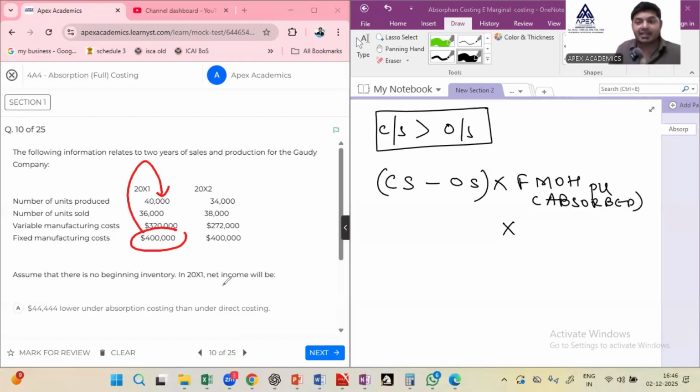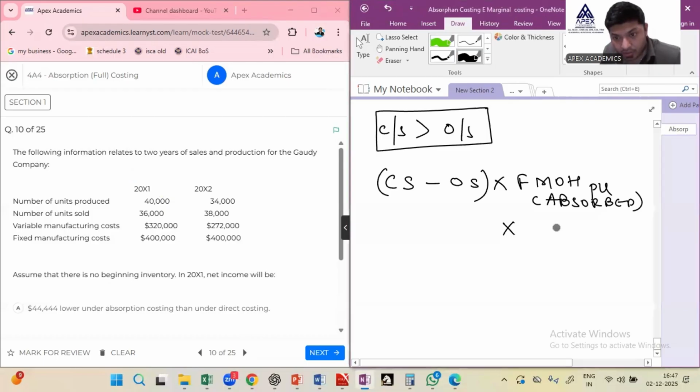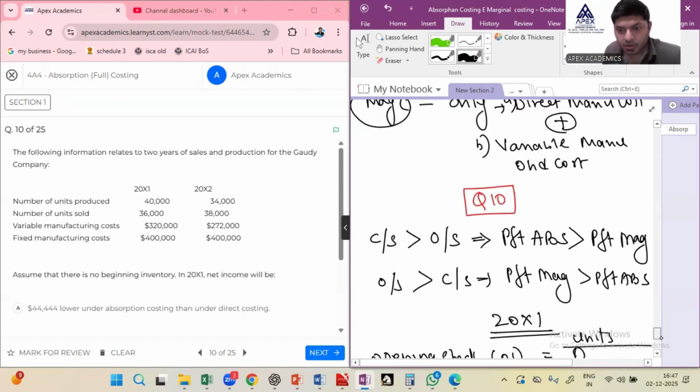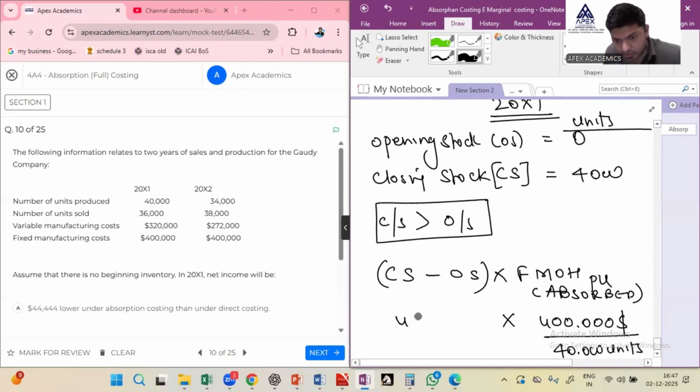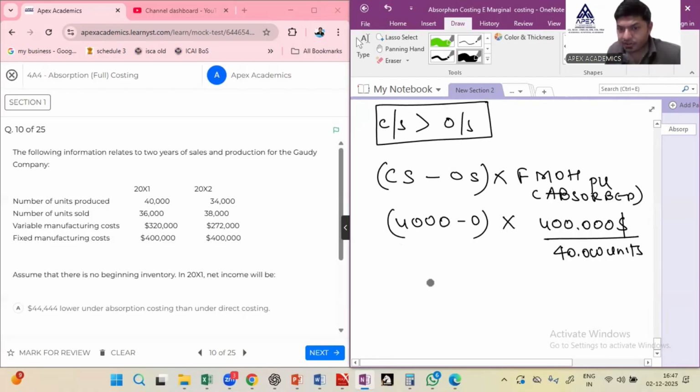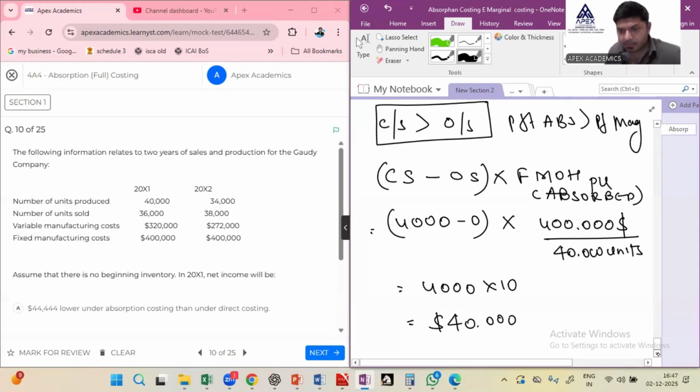So, can I say that my fixed manufacturing overheads per unit are nothing but 4 lakh dollars divided by 40,000 units. Closing stock minus opening stock. What is my closing stock? I just calculated 2 minutes ago that my closing stock is 4,000. So this is nothing but 4,000 minus 0 multiplied by 4 lakh divided by 40,000. So this is nothing but 4,000 multiplied by 10. And what is this? This is dollars 40,000. Closing stock is greater than opening stock. So profit under absorption is greater than profit under marginal. Sir, please write the statement.